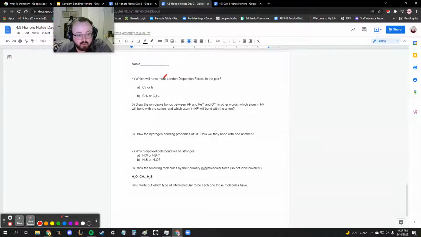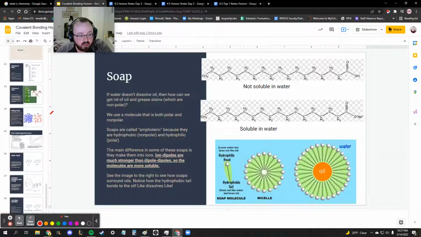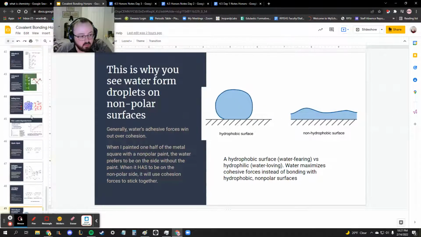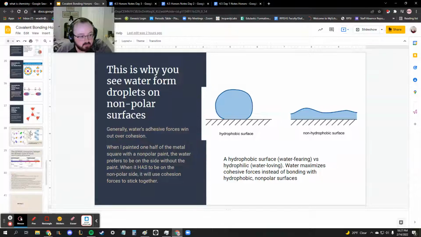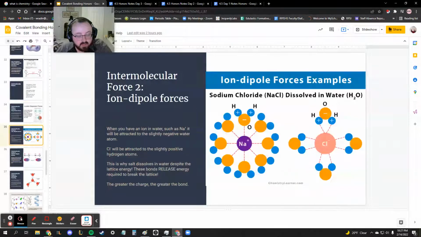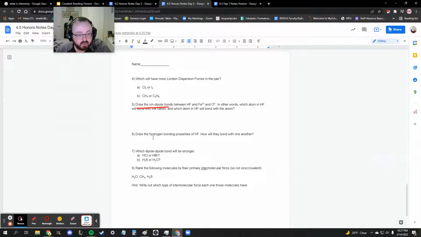Alright, last one, which will have more London dispersion forces. I think this is not too bad. When I say drawing these bonds, okay, you're going to do something like what I had done. Something like this. You're going to have to draw a sketch of some kind of ion like this being held together by ion dipoles. Alright? Same with the hydrogen bonding. You're going to have to show me how it hydrogen bonds.